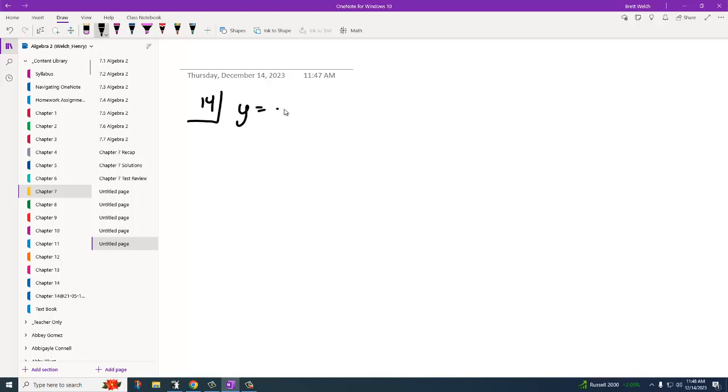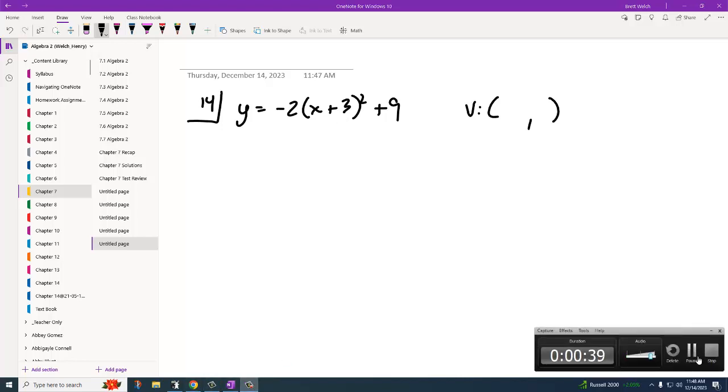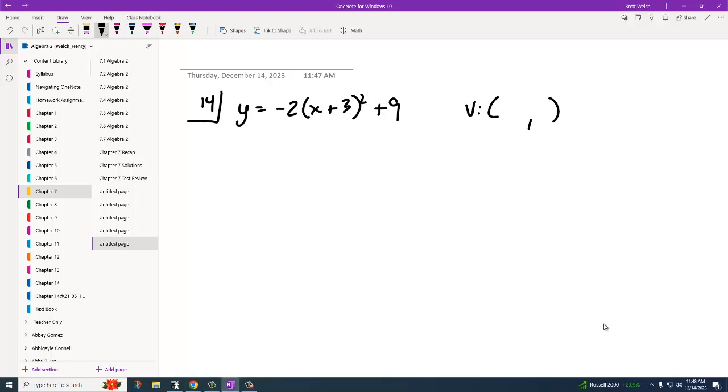But number 14 is y equals negative 2 times (x plus 3) squared plus 9. This is a parabola, and you're asked to also state the vertex. If you've been doing the test review with us, you know that the opposite of what's with x, since this says x plus 3, it'll be negative 3, and since this says plus 9 at the end, it'll be a positive 9 for my vertex.